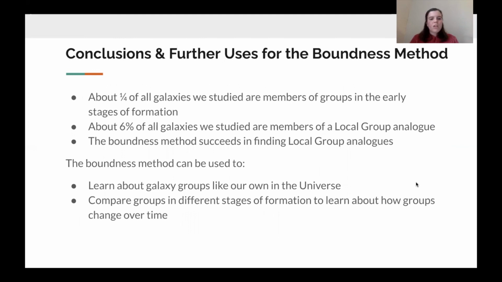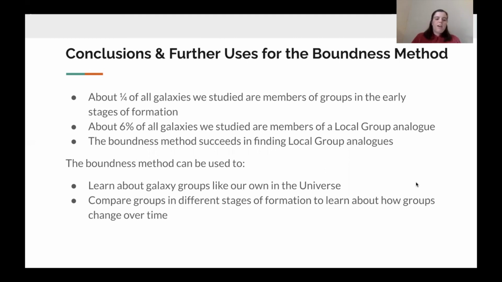So now for a few other findings, we found that about a quarter of all galaxies we studied are members of our group in the early stages of formation, and about 6% of all galaxies we studied are members of a local group analog. And overall, the boundness method is successful at finding groups like the local group.